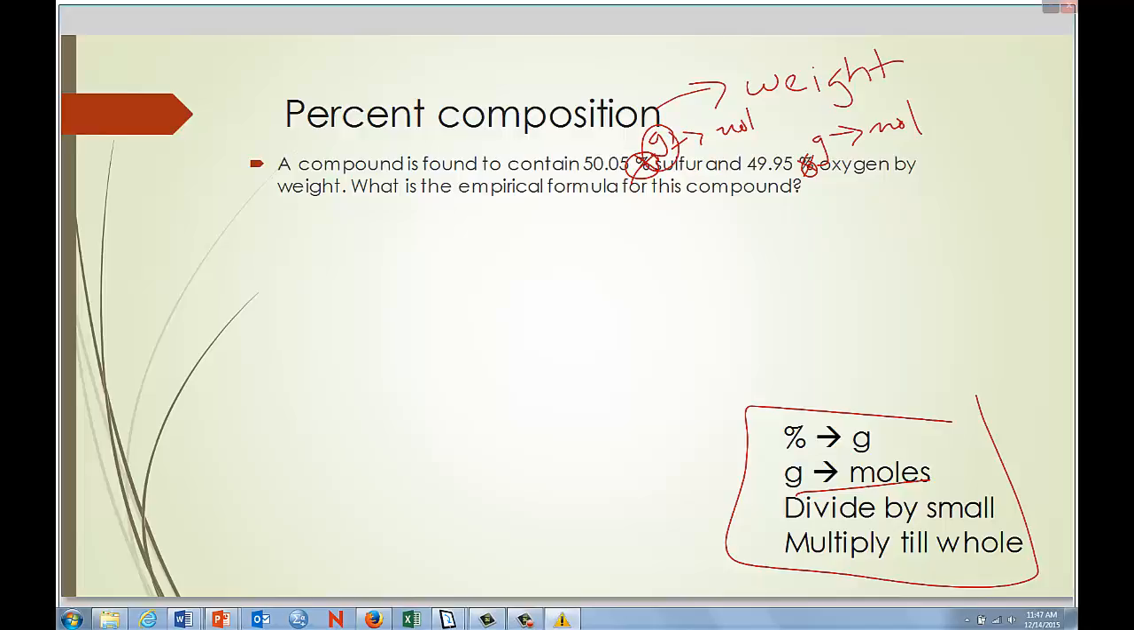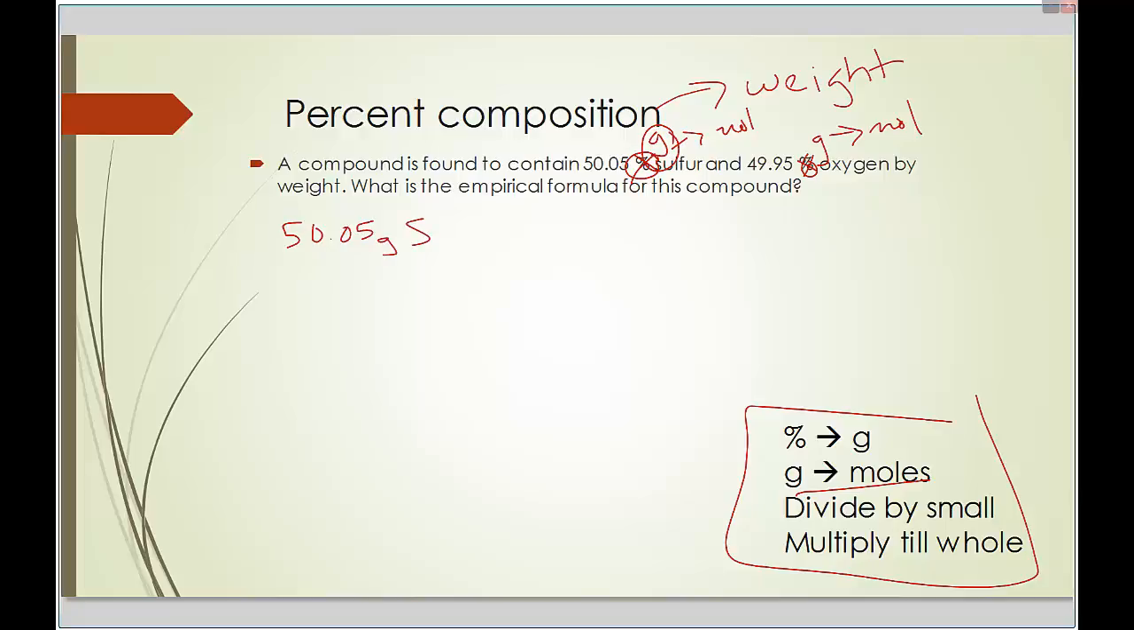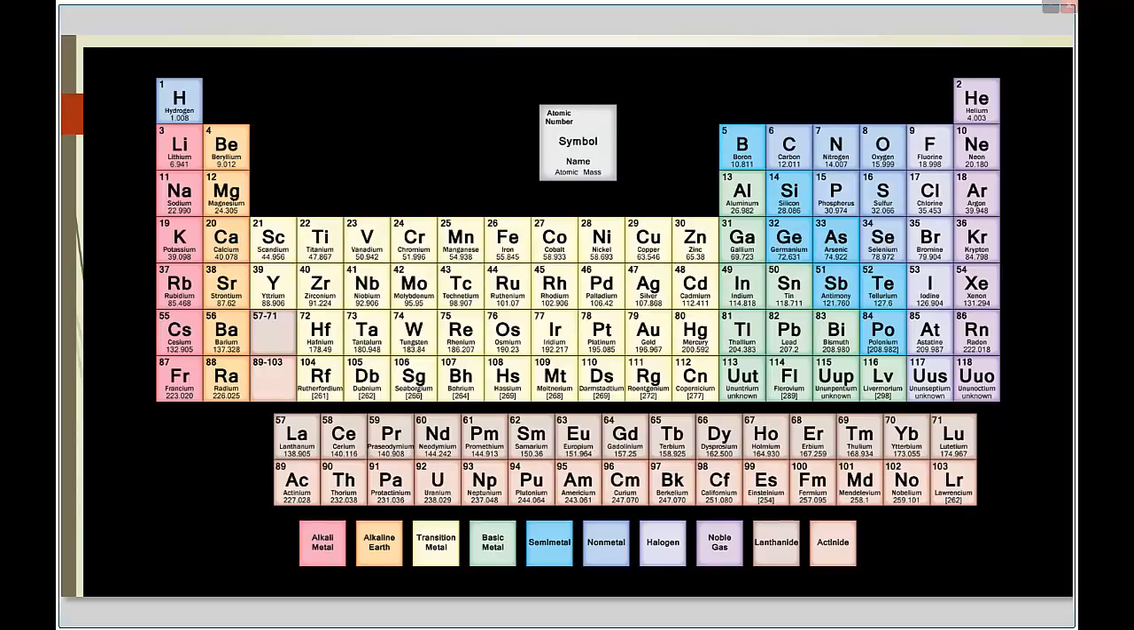So we have 50.05 grams instead of percent now of sulfur, and we have 49.95 grams of oxygen. We're going to put those over 1 to make them into fractions. Look on the periodic table, you find sulfur is 32.066.